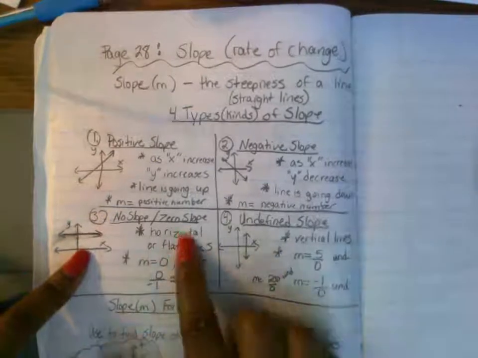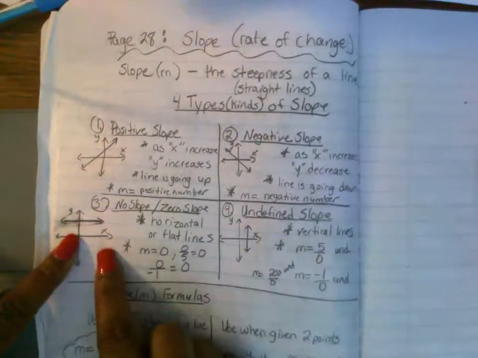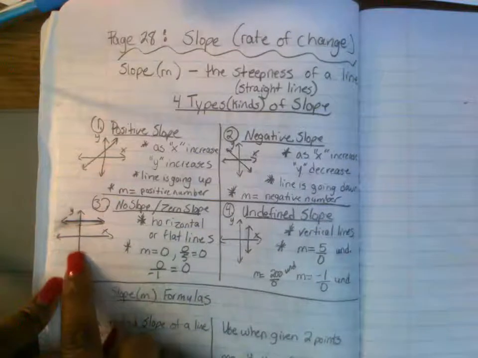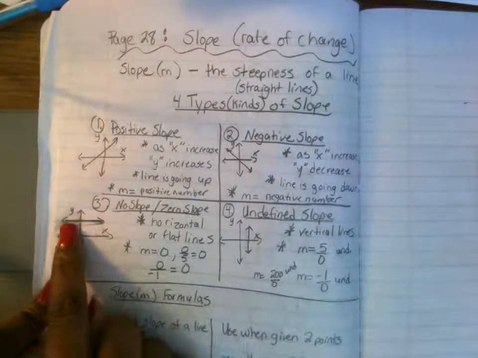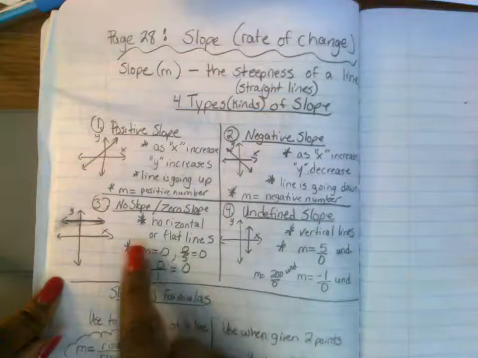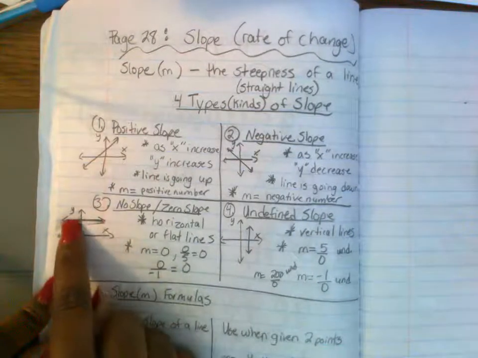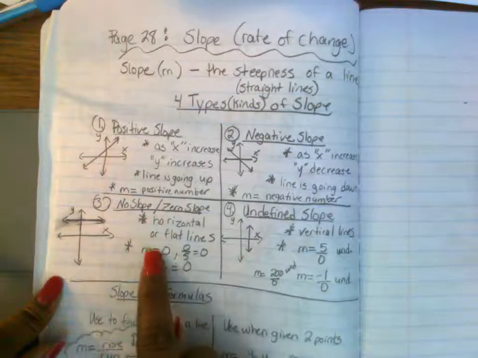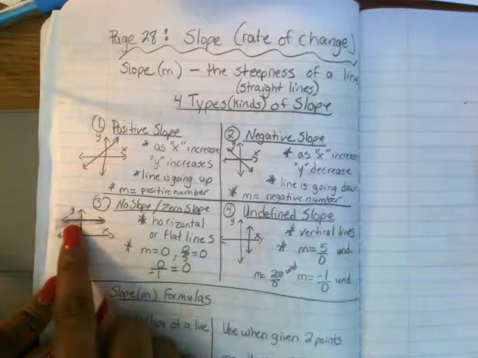No slope, or zero slope. No slope lines are lines that are horizontal, no matter if the horizontal line is down here or up here. If it's a flat line, M is equal to 0. This line has no incline to it, no slope, which means 0 is the number that represents this slope.